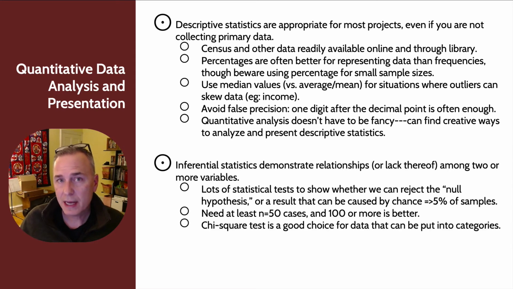The chi-square test is one that you might be familiar with if you've ever taken a stats course. It's a relatively basic level of statistic. It's not super complicated, but it does a good job, especially with data that we call categorical, where we can put things into categories. So say, for example, we take income and we break it up into brackets.